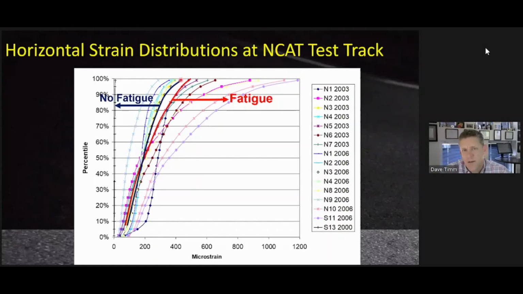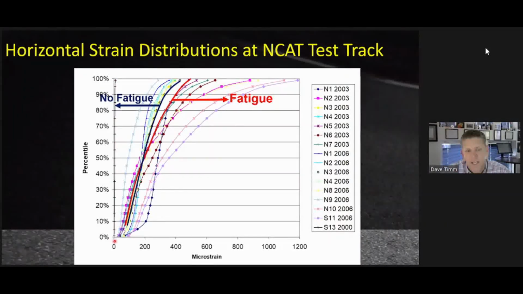And so that established for us, in terms of design criteria, an upper or a maximum distribution. If we keep it below this blue curve, we should have no bottom-up fatigue cracking. And the further away we get from this curve, the more conservative it is. And so, for example, it's kind of hard to see, but this S13 from 2000 almost looks like tick marks on the y-axis, but that's actually a strain distribution.